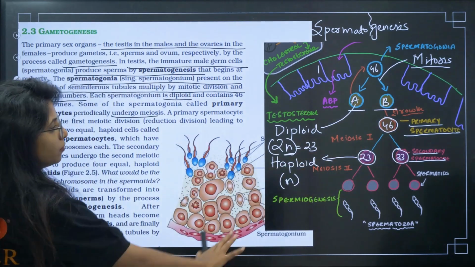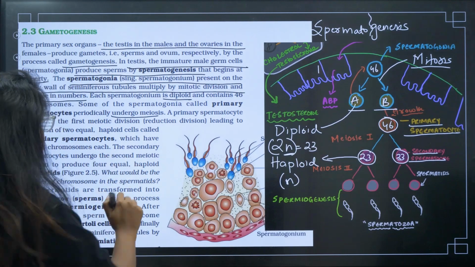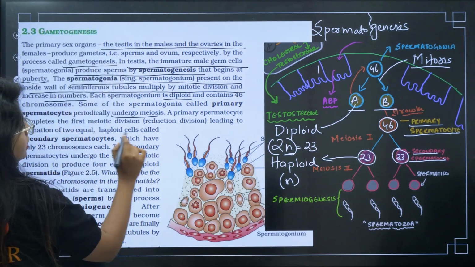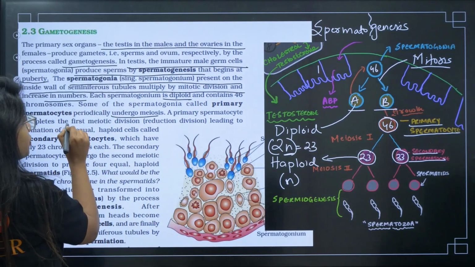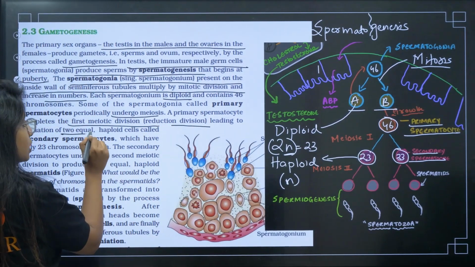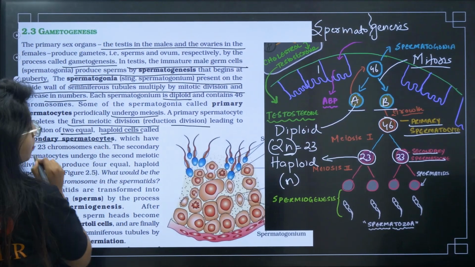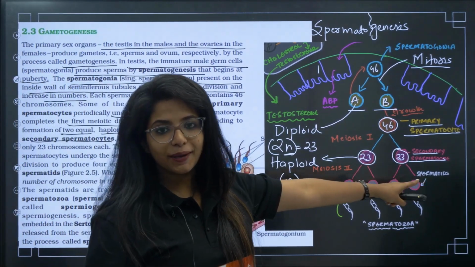Fine. Now, we are stuck in this particular stage, that is meiosis 1. At the end, what did we get? Secondary spermatocyte. Let's see. The primary spermatocyte completes the first meiotic division, that is reductional division, leading to 2 equal haploid cells known as what? Secondary spermatocytes. Okay. Now, that is done.